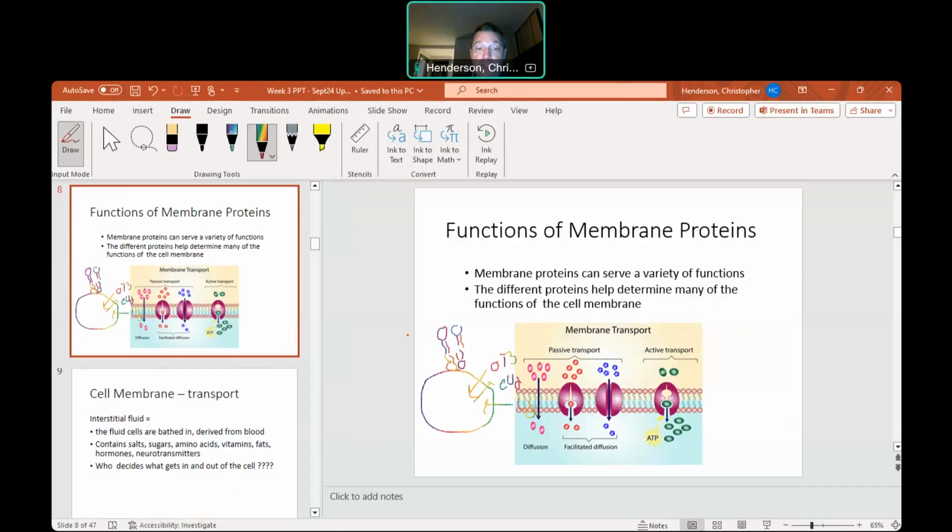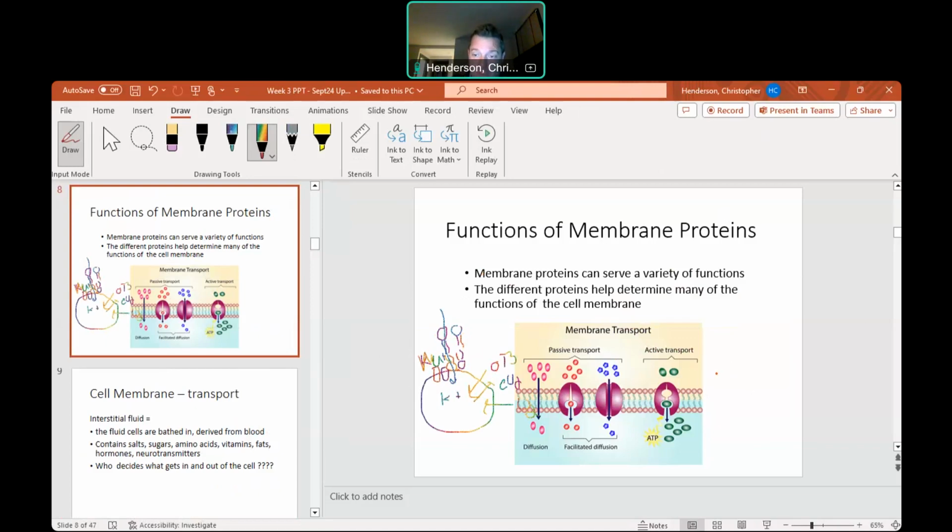Now, if you have something that's charged, that is going to be something that is polar. It's not going to want to go through a non-polar membrane. So stuff like potassium is going to be on the inside. Stuff like sodium is going to be on the outside. It wants to get in, but we're going to have to use channels to be able to get that through. So that's essentially what we're talking about with membrane transport.